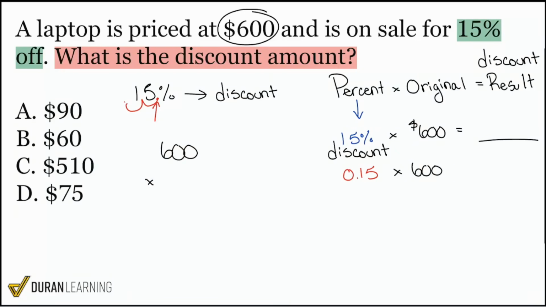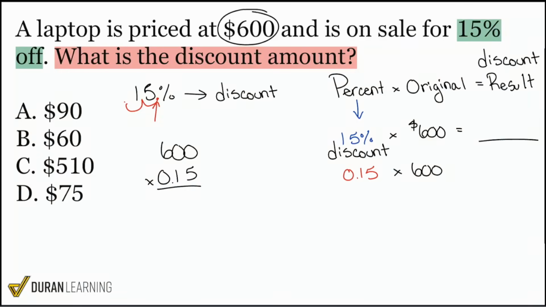600 multiplied by 0.15. Now be careful here, because I know we just moved the decimal place. But when we're multiplying by decimals, we have a rule. The rule is to just ignore the decimal, but the number of places that you have, so 2 in this case, we will bring it back at the end.